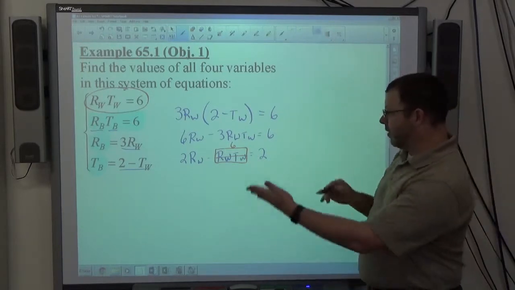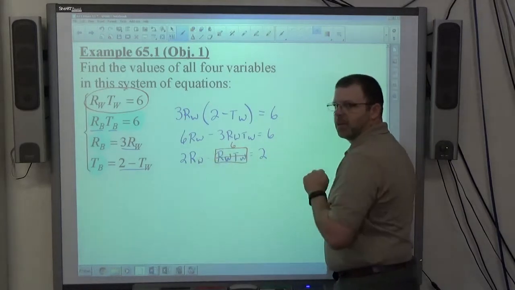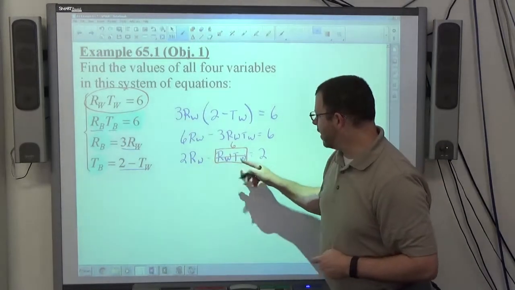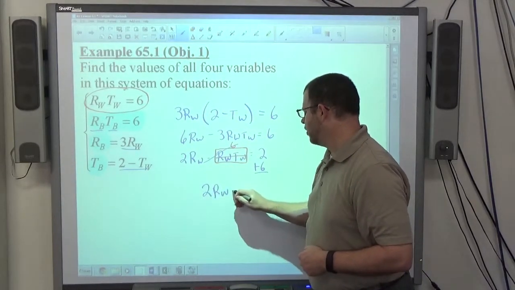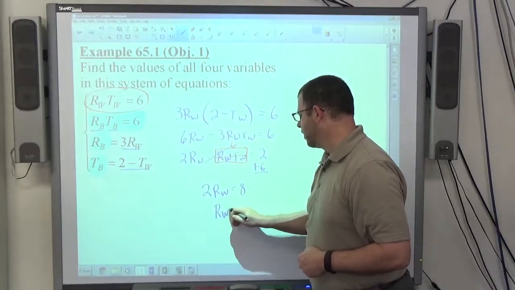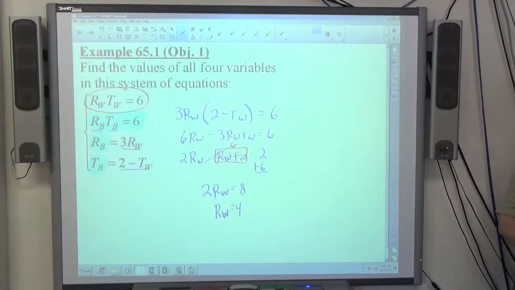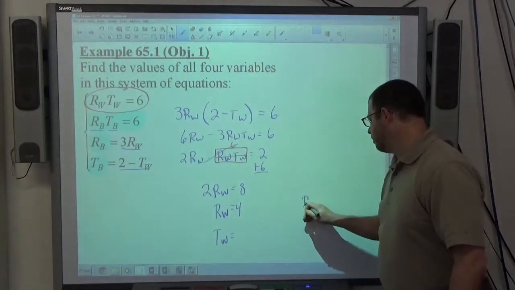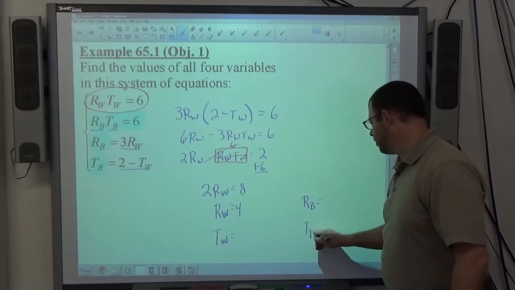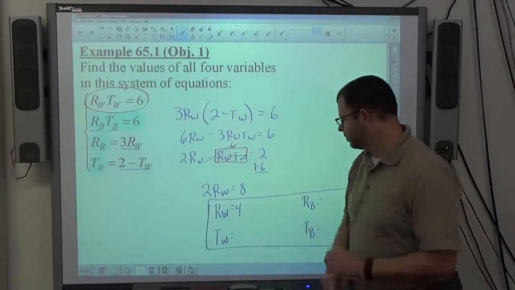So if I continue on now, by replacing both of these variables as a product with a single number, the only variable left in the problem is R sub W. I'm going to move the minus 6 over, so it becomes plus 6. I'm going to get 2R sub W is equal to 8, therefore R sub W is equal to 4. The directions state very clearly find the values of all 4 variables. I found 1. I've got to find 4. The other 3 I have to find are T sub W is equal to something, R sub B is equal to something, and T sub B is equal to something. Put a little box around here's my answers.